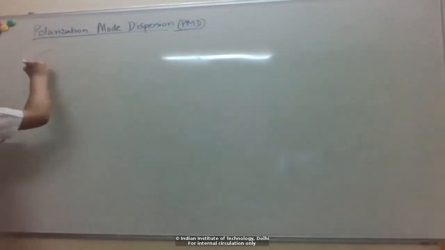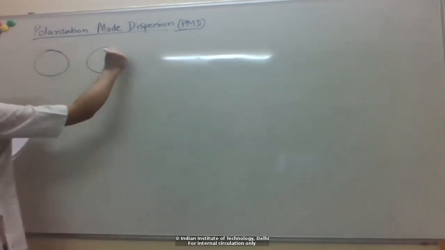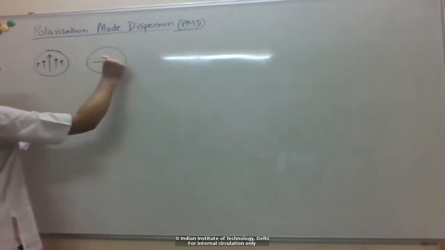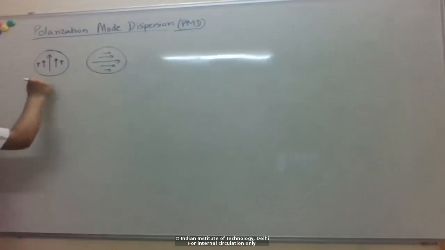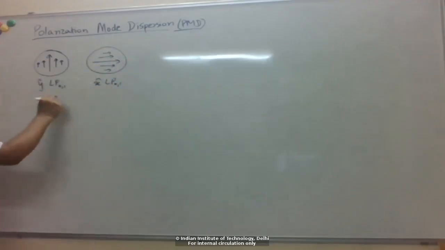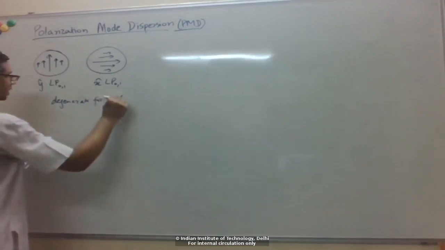Okay, so basically what's the mechanism? So again, if you have a perfectly circular core, okay, so if you look at the LP01 mode, because of the perfect circular symmetry, these two modes are degenerate, right? So this is the Y-polarized LP01 and this is the X-polarized LP01. So they are degenerate for a perfectly circular core.